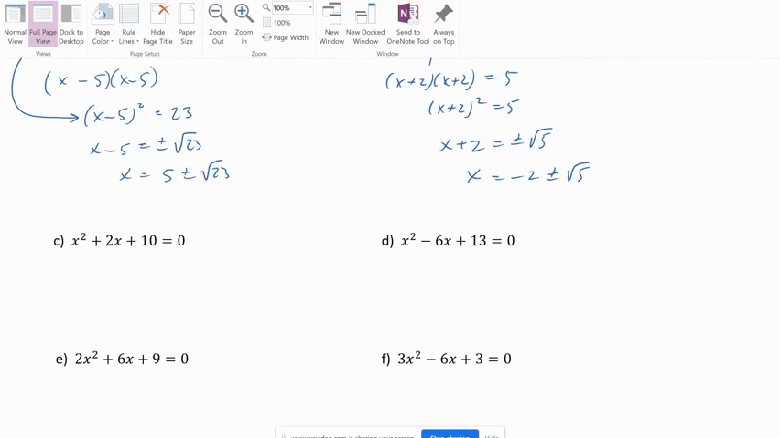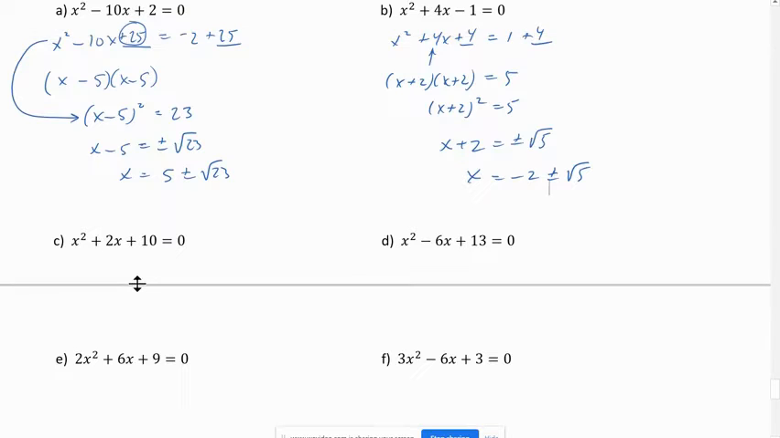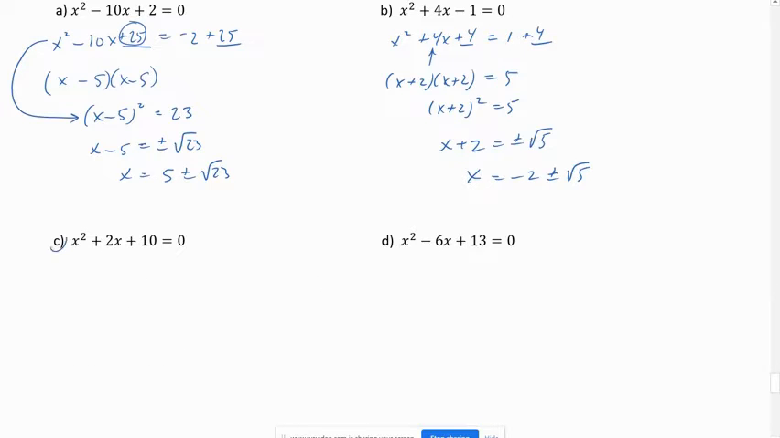Okay, so I would like you to go ahead and pause your video and try example C, and we'll show the solution when you're done. Just go ahead and press play when you're ready to see the solution.